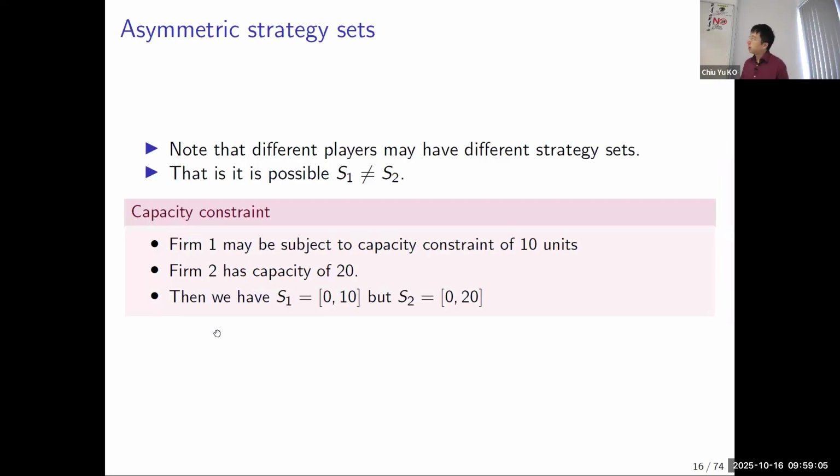So by strategy set, it means that you have a strategy set for each player. So for example, you don't need to impose the same restriction on every player. S1 can be different from S2. So maybe say in this case, firm 1 is subject to a capacity constraint of 10 and firm 2 to 20, then you can just write this.